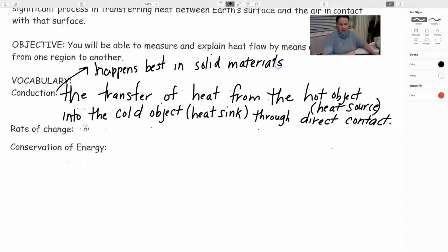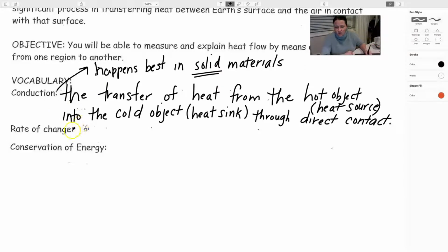Like I said, convection is a different type of heat transfer that happens best in liquids and gases, that phase of matter. Radiation, like energy from the sun, takes place in basically no type of medium, no solids, liquids, or gases. But conduction is definitely the choice of heat transfer in solid materials or solid matter.